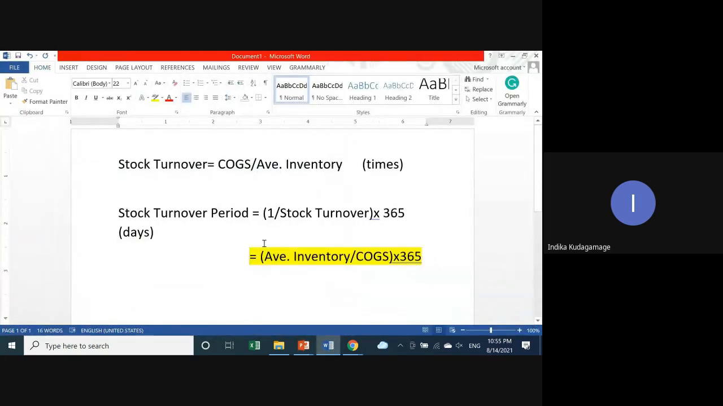So this is the average inventory. Average always means we take the two years' figures and divide them, or the beginning and end, plus, divided by 2. Right? So this is the first efficiency ratio, which shows how efficient our stock conversion to sales is. So why do you need this?